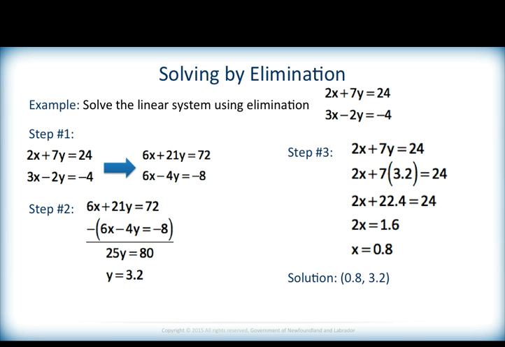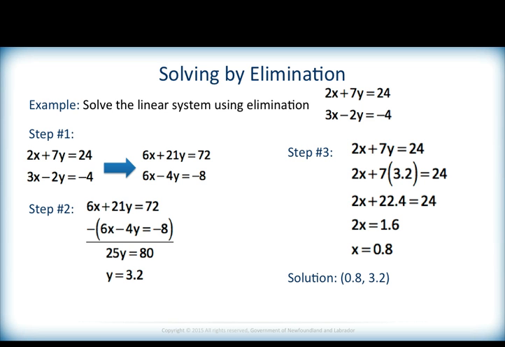In order to eliminate, we need to add or subtract. If I add those two terms, I'm going to get 12x. That is not correct, because that's not going to eliminate that variable of x. So we need to subtract. When we do that, 6x subtract 6x is going to give us 0, and that's exactly what we want, a 0x. So then we have 21y subtract a negative 4y, which will give us 25y. 72 subtract a negative 8 will result in 80. Then we're going to divide both sides by 25, and y will equal 3.2.